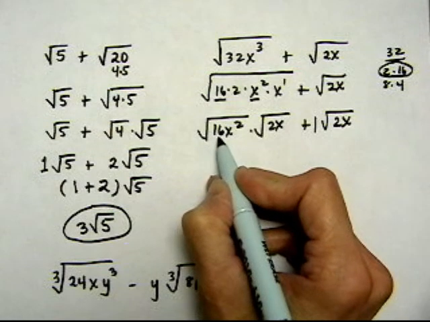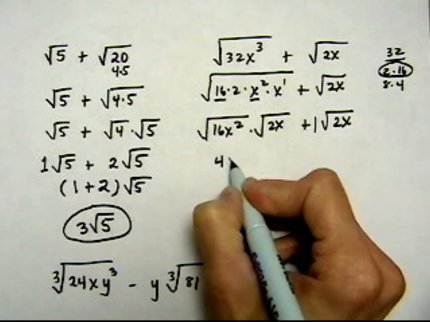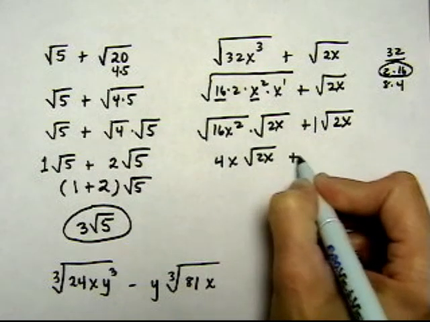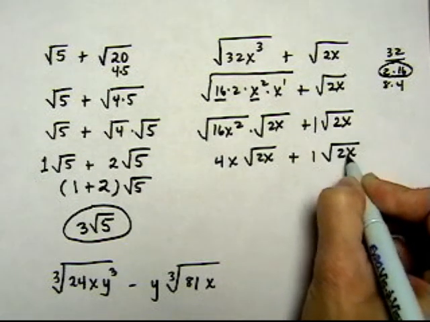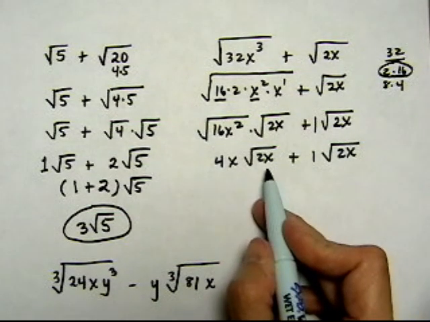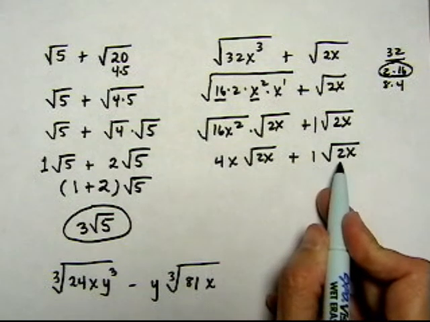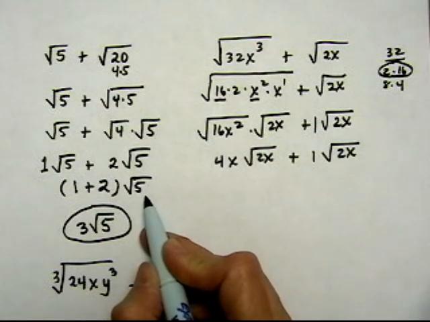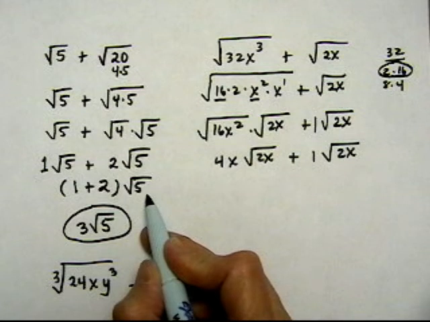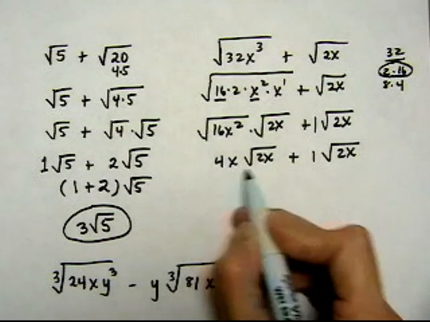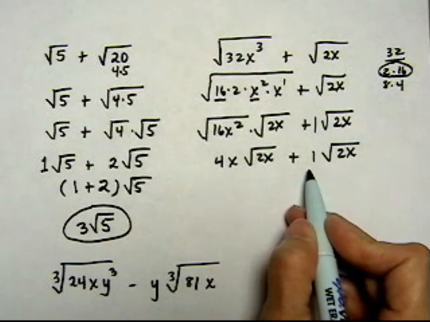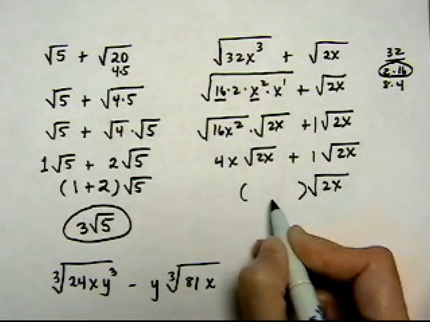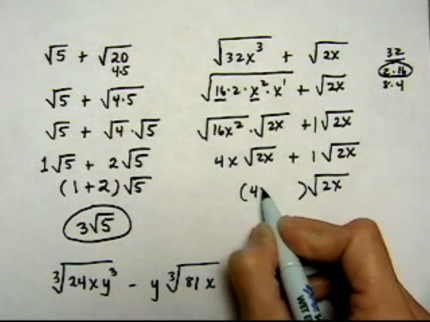So we can go ahead and take the square root of 16x squared, which is 4x, and times root 2x stays where it is, plus 1 root 2x. And now we can go ahead and combine the like radicals. And here's where we're forced to use that step that I showed over here, where we undistribute the like radical. Because now we can't combine 4x plus 1 any more than just saying it's 4x plus 1. So I'm going to put parentheses, undistribute the root 2x, and then 4x plus 1 are the leftovers.